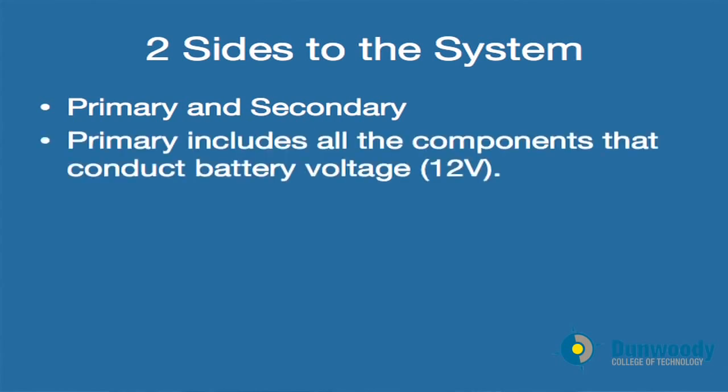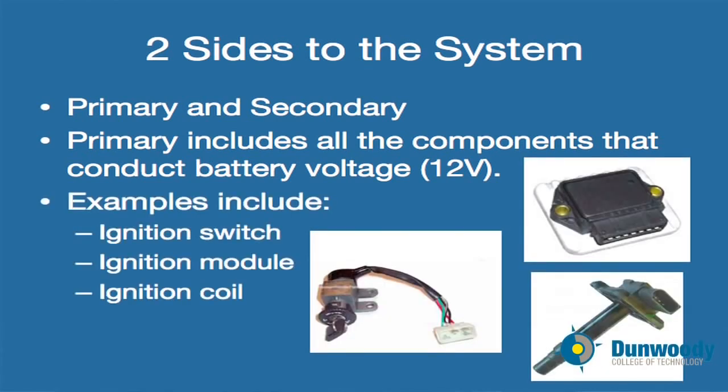The primary includes all the components that conduct battery voltage, which is approximately 12 volts when idle and 14.4 when running. Some examples of the components include the ignition switch, which is what you're actually turning when you turn the key on your vehicle. This routes power to the ignition system. The ignition module, which is going to control the switching of the system, both on and off. And then also the ignition coil.